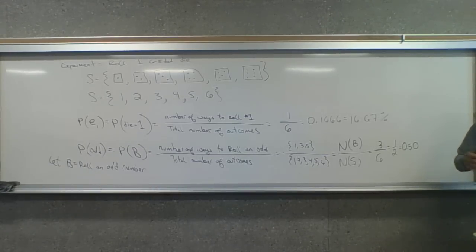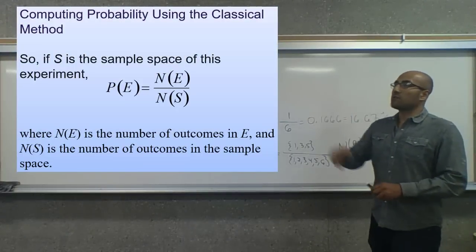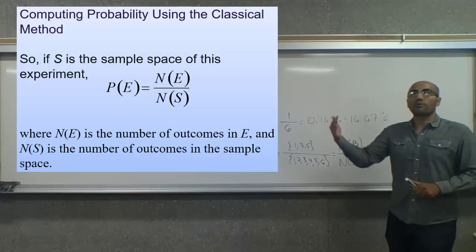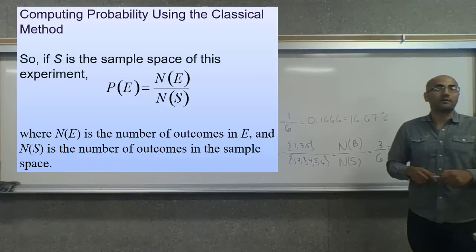Good. So another definition for this would involve this. P of E is equal to N of E over N of S, where N of E is the number of outcomes in the event E, and N of S is equal to the number of outcomes in the sample space.